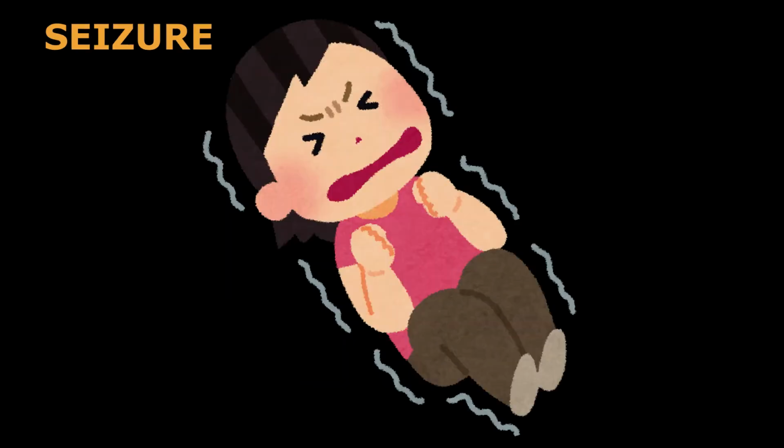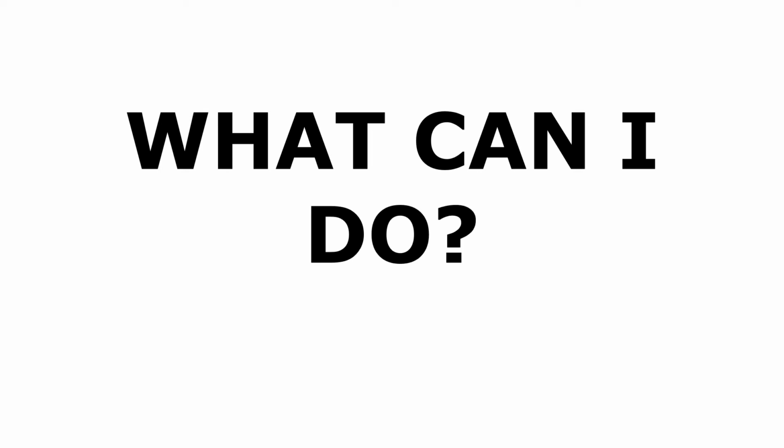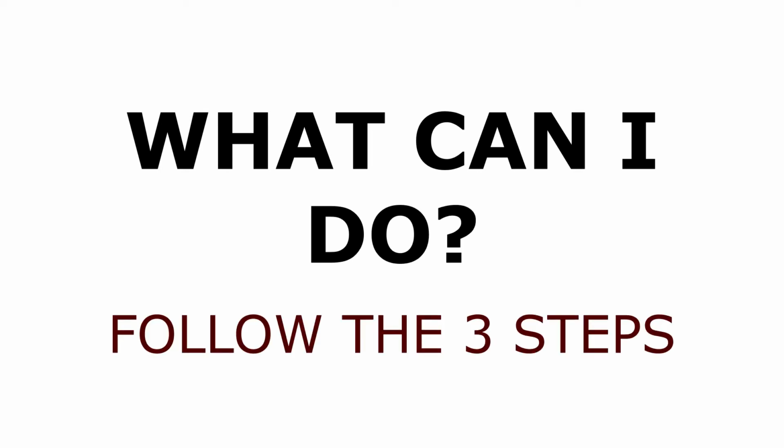Now, with all these signs and symptoms, I would like you guys to know that they can also appear in other diseases, not just in poison. But when you see them in your children, remember and think of poison as well as one of the causes of these signs and symptoms. So what can you do when you see these signs and symptoms? I will suggest you follow the three steps that I'm about to give you now.